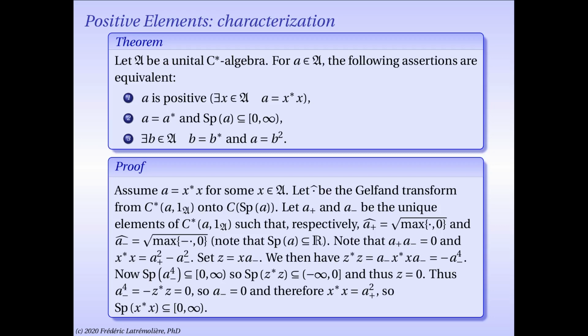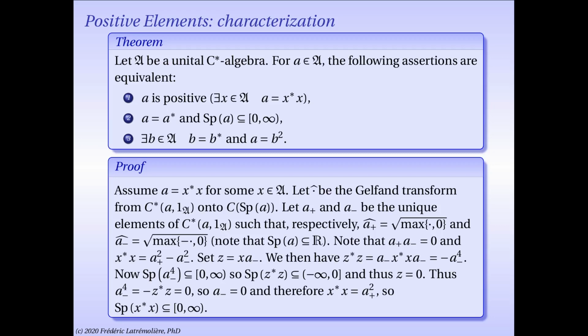It's also easy to check, again using the Gelfand transform, that x star x is in fact the square of A plus minus the square of A minus. Basically because those results are true for the Gelfand transforms of the respective elements inside the continuous functions over the spectrum of A. So by the star isomorphism property, they are true as well in the original C-star algebra generated by A.